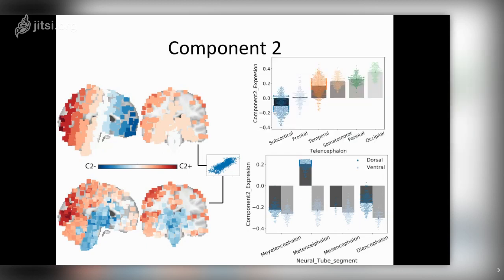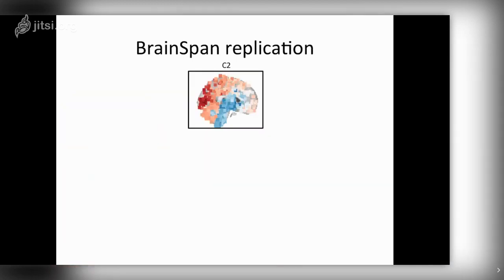And in the telencephalon, we found a specific pattern of expression that was lowest in the subcortex and increased as one moved from the frontal lobe in a posterior direction along the cortex. So once again, we wanted to replicate this in BrainSpan. And for component 2, recall that the expression in the cortex, which is where we had most of the coverage in BrainSpan, differentiated limbic from anterior from posterior cortical structures.